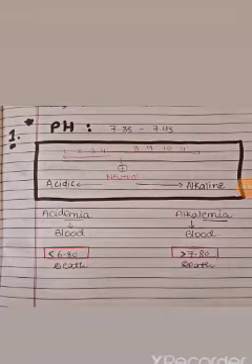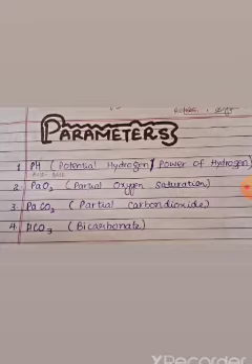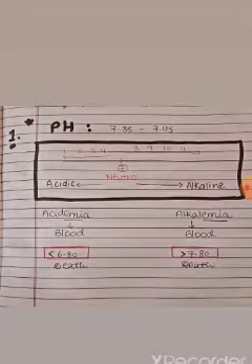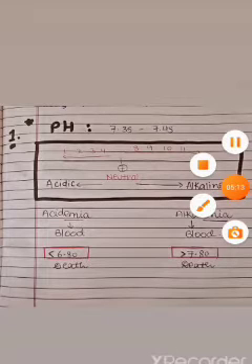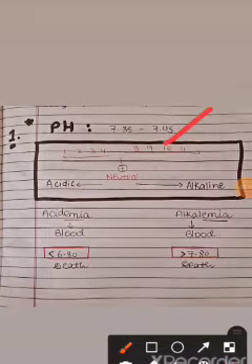First parameter is the power of hydrogen or potential of hydrogen. Firstly we will discuss the pH. So the normal pH of the blood is 7.35 to 7.45. Just for understanding, 7 is the neutral point.